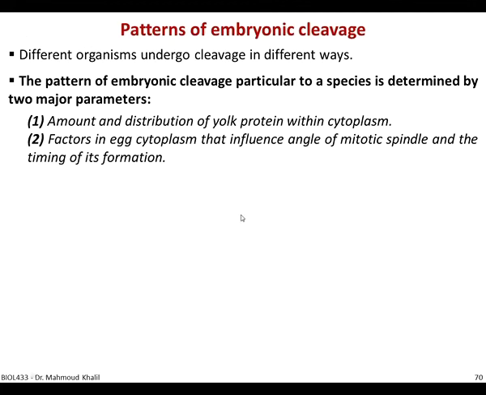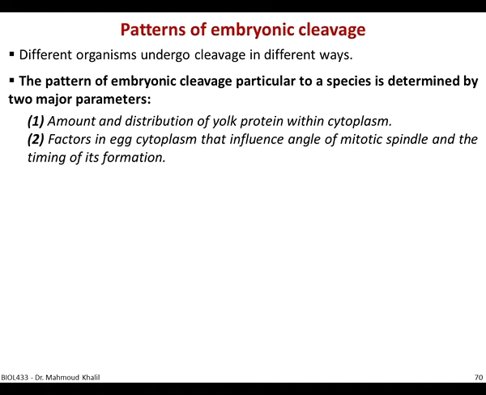So let's talk now about the patterns of embryonic cleavage. We understood now cleavage as a definition and why it's important for decreasing the cytoplasmic to nuclear ratio, and this decrease in the ratio will promote the expression of genes, especially at the mid-blastula transition state. But we need to understand the pattern of cell cleavage because it differs based on the organism.